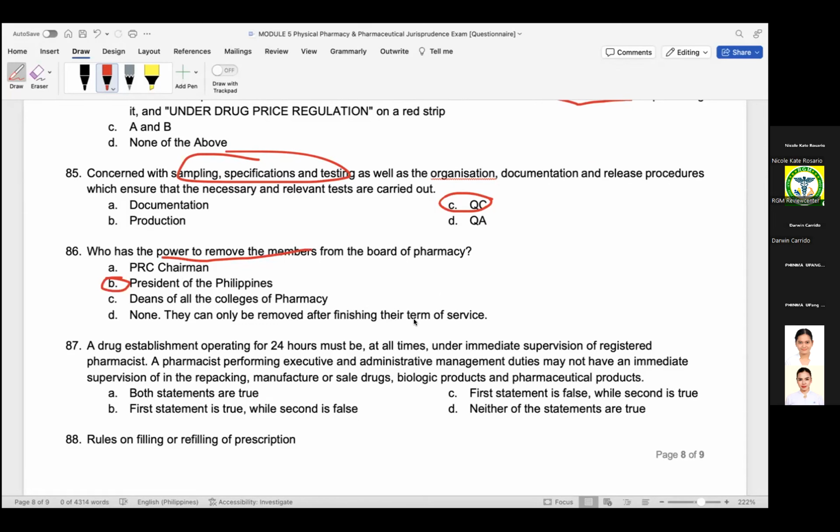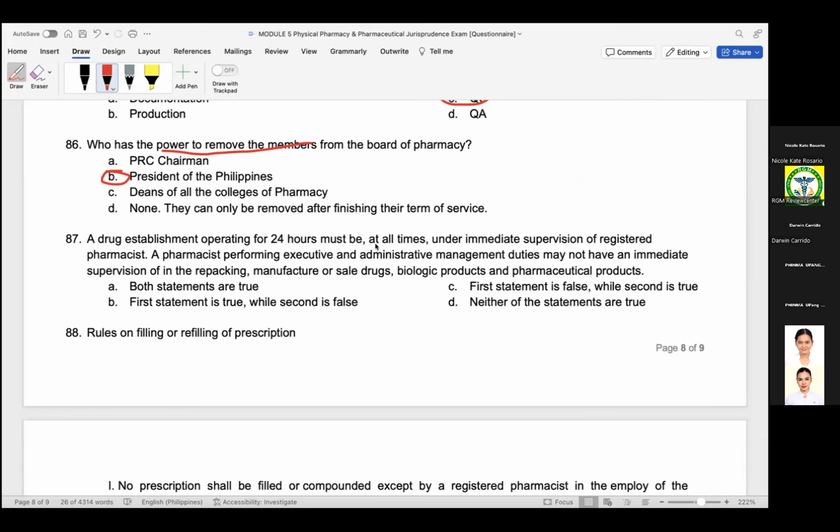Malapit na tayong matapos. A drug establishment operating for 24 hours must be at all times under immediate supervision of a registered pharmacist. Next statement, a pharmacist performing executive and administrative management duties may not have an immediate supervision in the repacking, manufacture, or sale of drugs, biologics, products, and pharmaceutical products. Anong sagot ninyo? The correct answer is, first statement is true, while the second is false. Sabi kasi ito, may not have. Hindi pwedeng may not have. Meron pa rin siyang supervision. Especially, ito, mga gamot na yan.